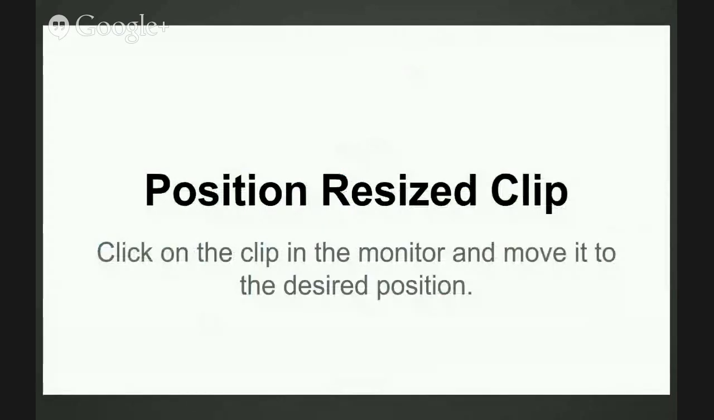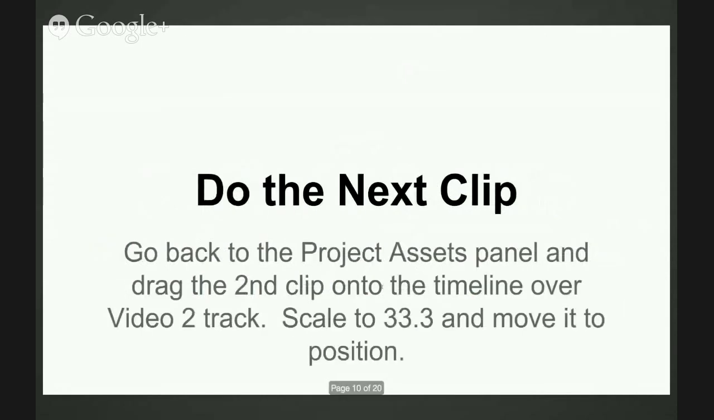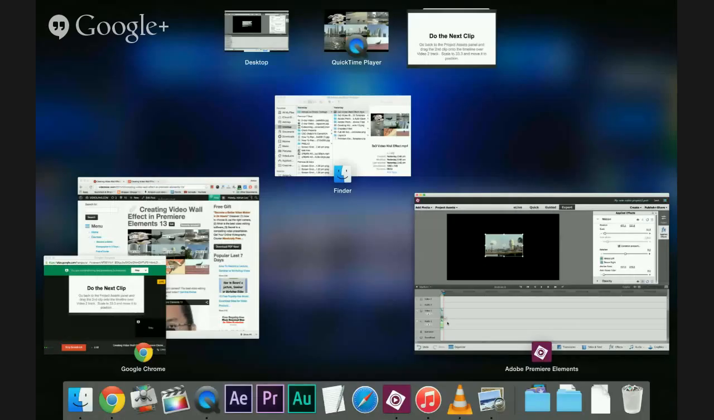Okay, we have done this: position the resized clip, click on the clip in the monitor and move it to the desired position. Now we do the next clip, the second clip. Go back to Project Assets panel and drag the second clip onto the timeline over Video 2 track. Scale it and move it to position. Okay, so let's do that right now.